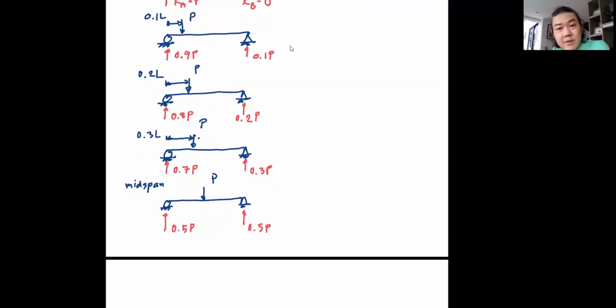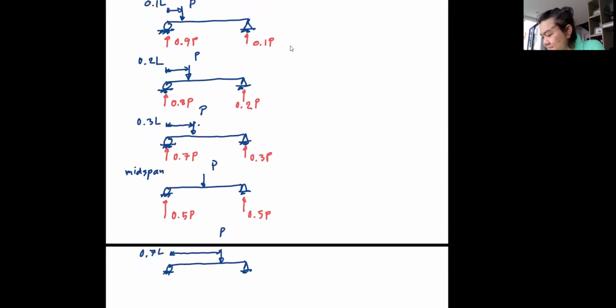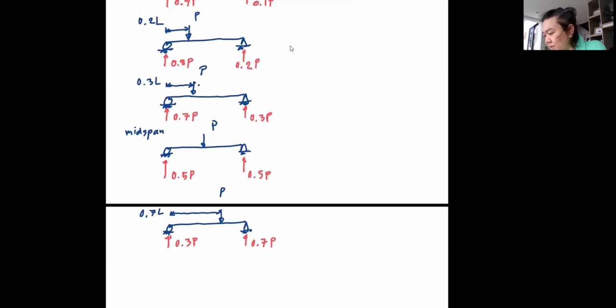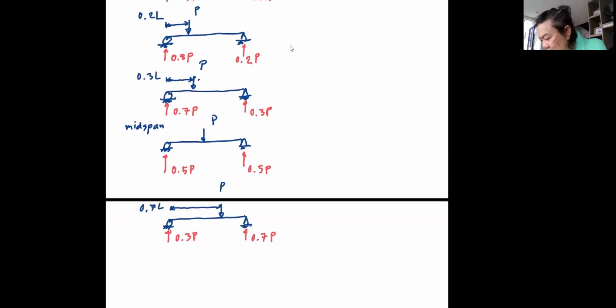And when I start to move beyond the midpoint of the beam, let's say, for the sake of demonstration, my P is at the length of say 0.7 L. When I reach this, you would know that this becomes 0.3 P and this becomes 0.7 P. And so on and so forth until I reach the opposite end, or point B. When my P is here, you know that this becomes 0 and this becomes P, right?